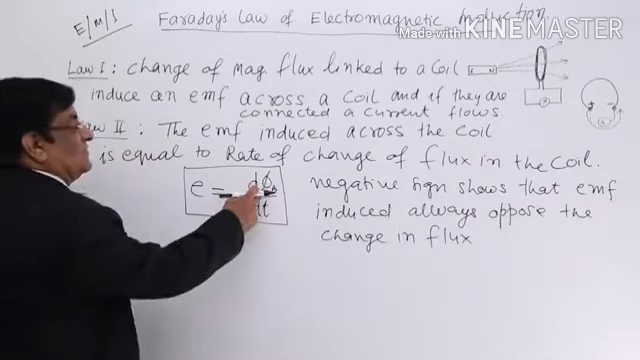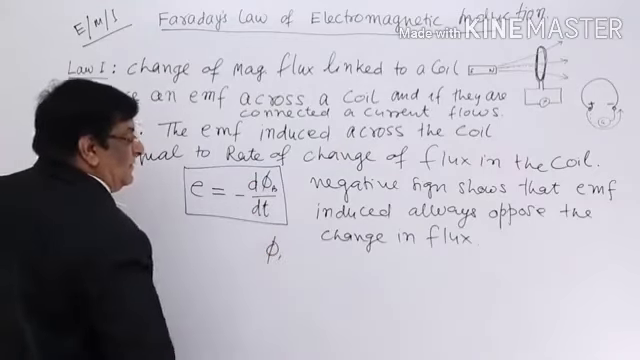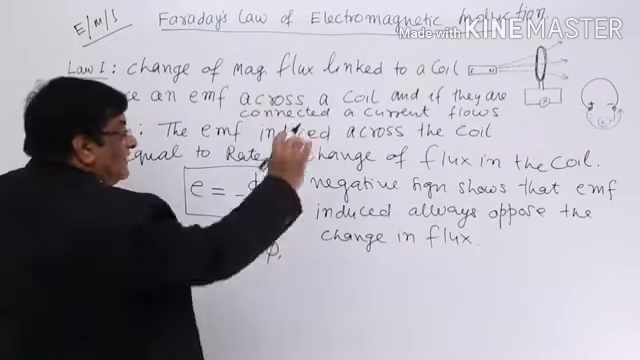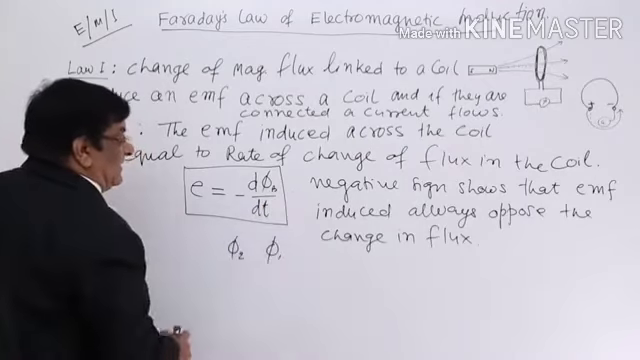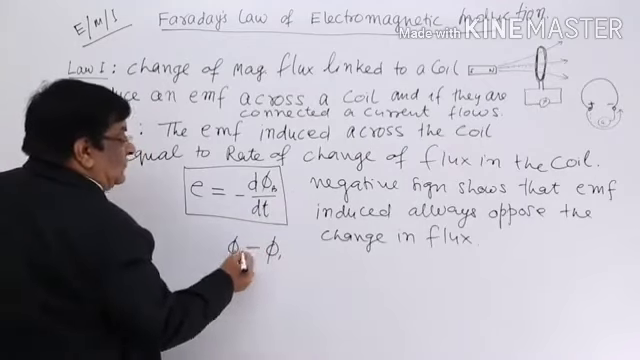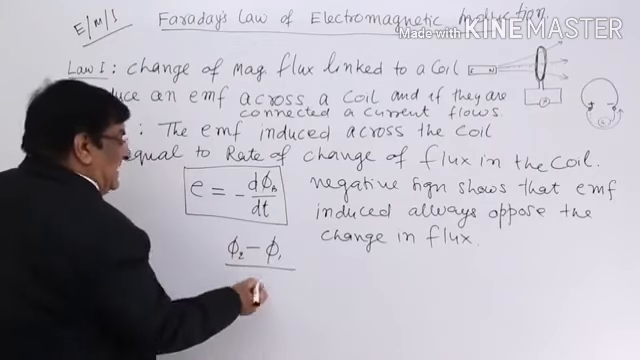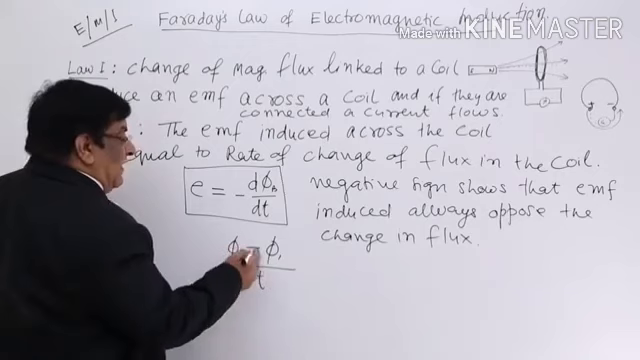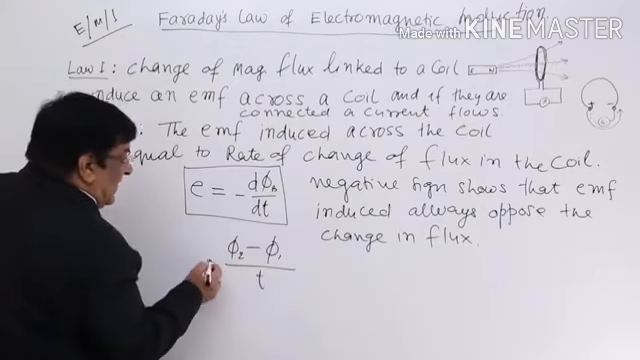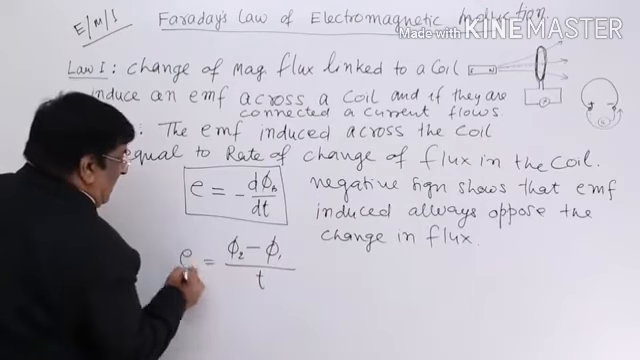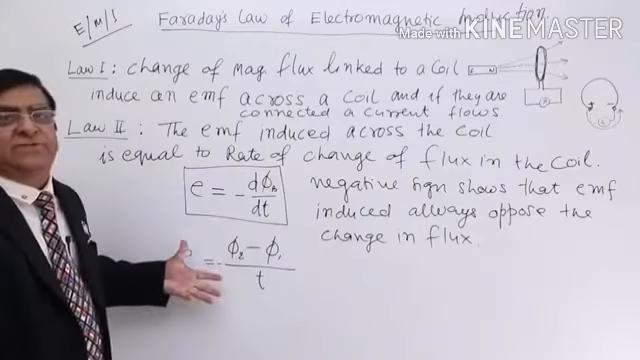If the flux changes, we have definite values: the flux was phi 1. Due to a certain action, the flux has changed to phi 2, and that action has taken time t. Then what is the change in flux? Phi 2 minus phi 1, and how much time has it taken? T seconds. Then phi 2 minus phi 1 upon t is the rate of change of flux, and this will be the EMF when flux is changing.